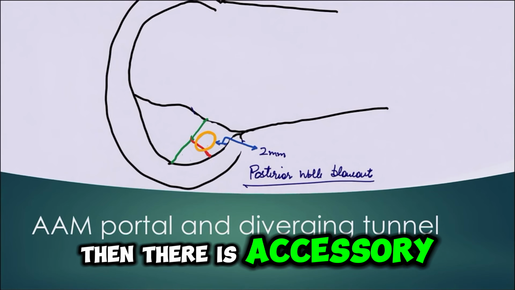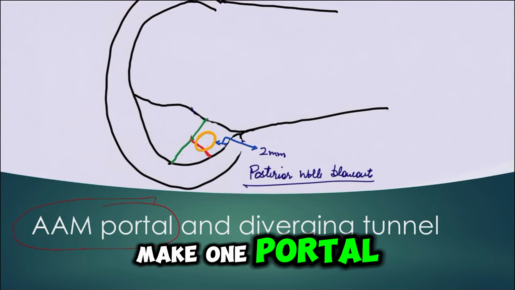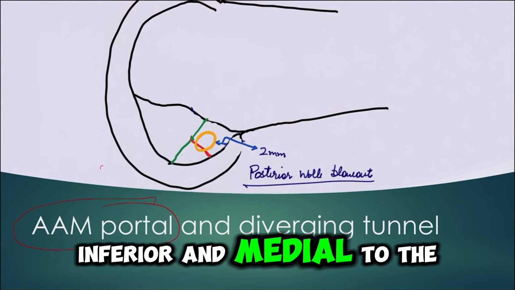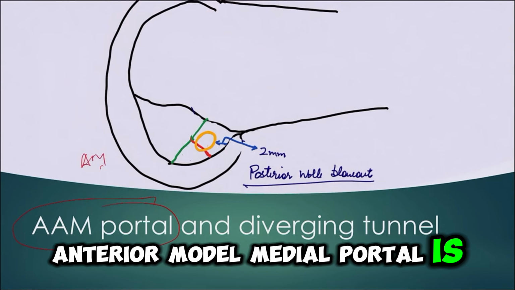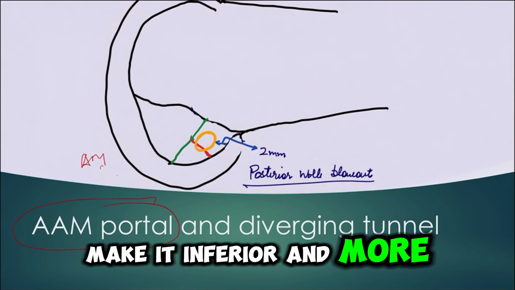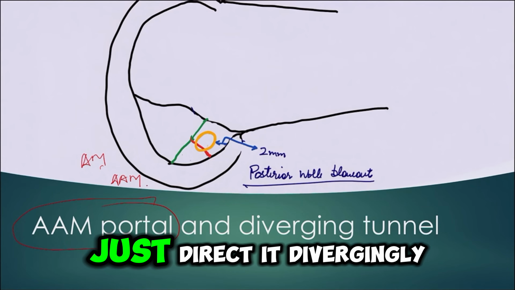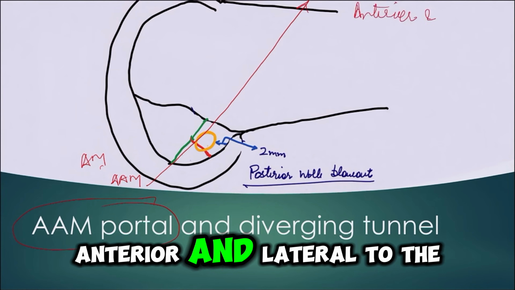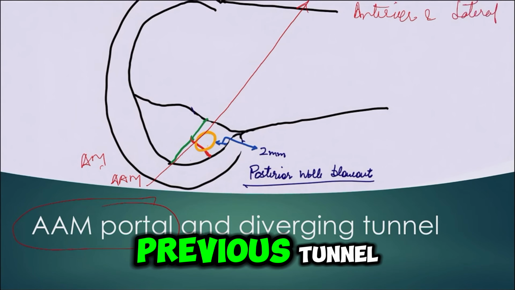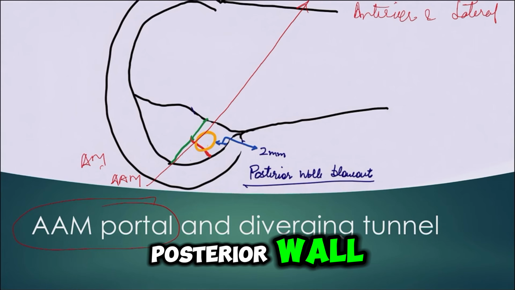Then there is the accessory anteromedial portal and diverging tunnel. What you can do is make one portal inferior and medial to the medial portal. Suppose our medial portal is here. Make it inferior and more medial, the accessory anteromedial portal. And with that, you can direct the drill divergingly, anterior and lateral to the previous tunnel. The tunnel will be a bit short, but that will prevent further posterior wall blowout.